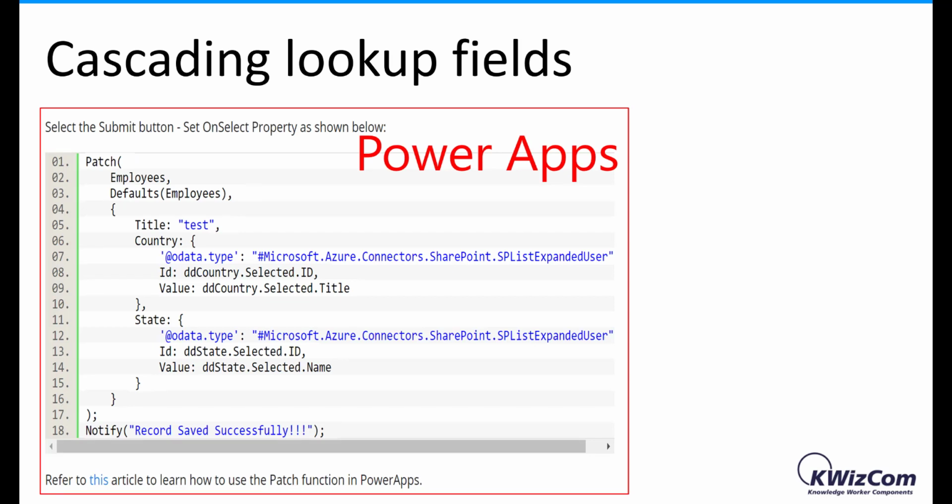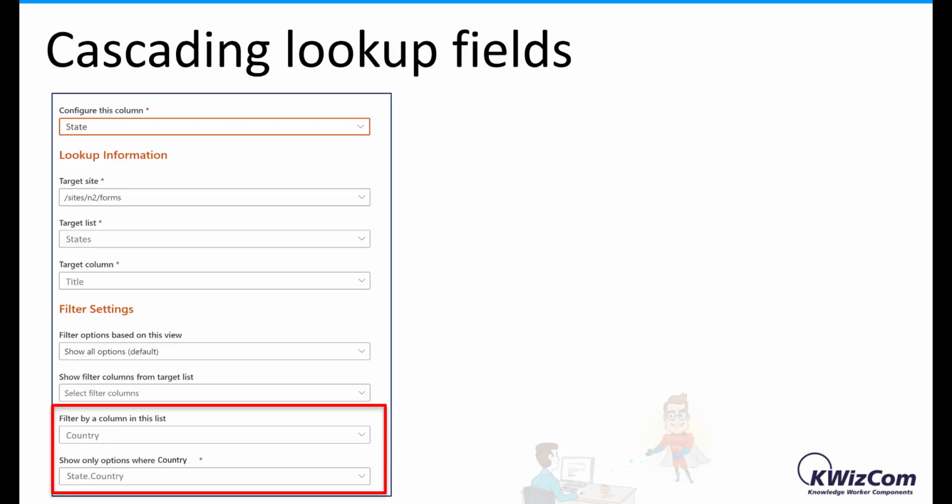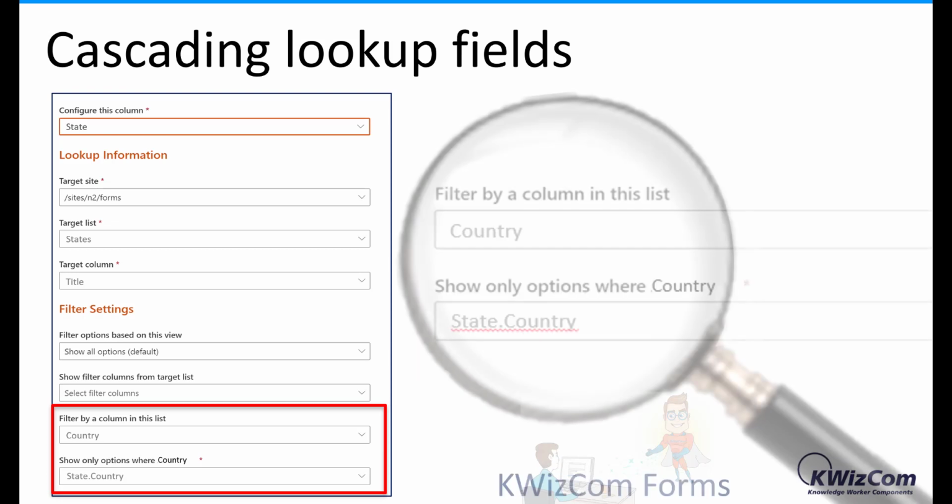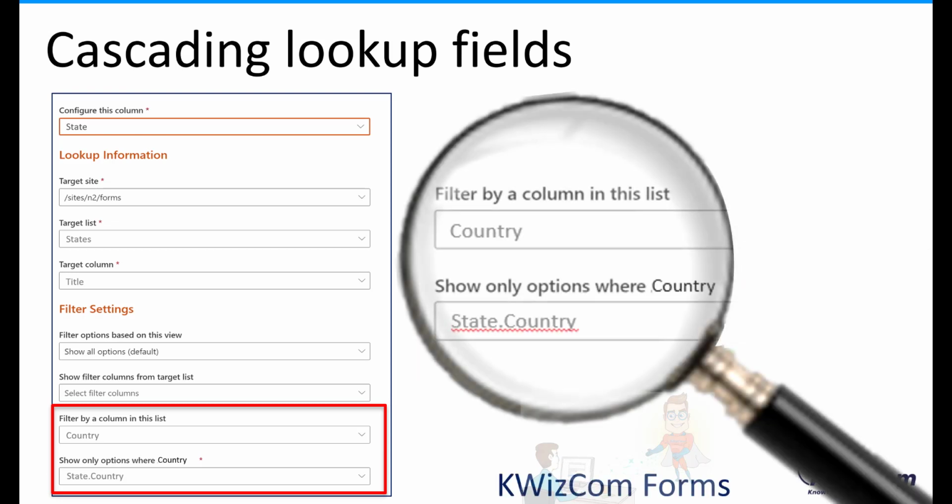So in PowerApps, you'll have to come up with a similar piece of code like the one you see now, while in KWIZ Forms, all you have to do is just configure the filtering criteria. So it's just two fields. I'm asking the city, the state field, to be filtered by the country field. It's that simple. So no coding, no formulas.